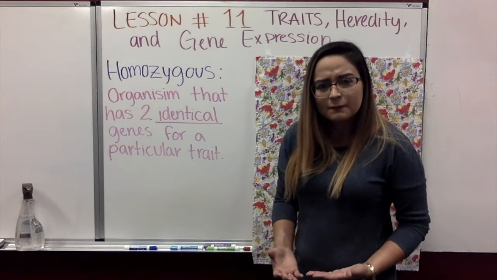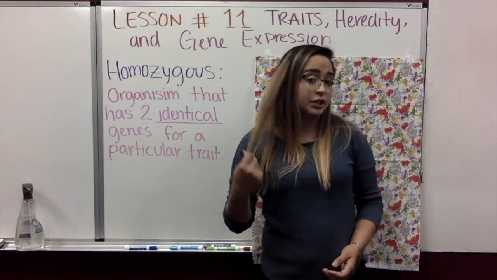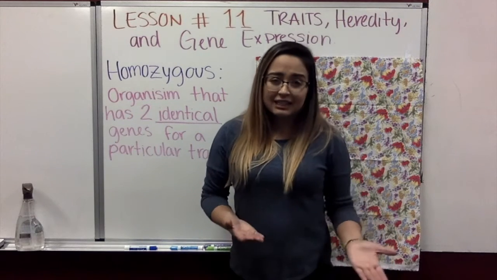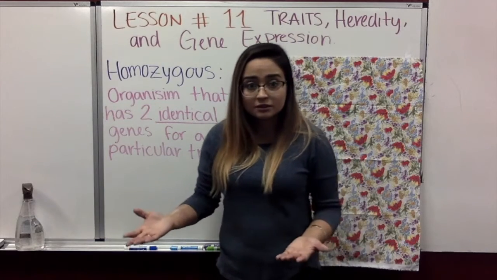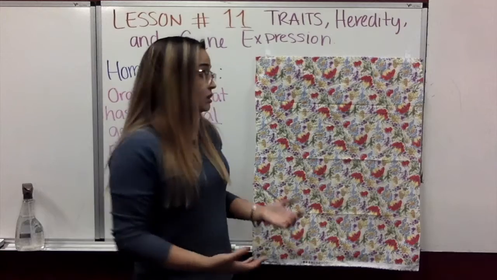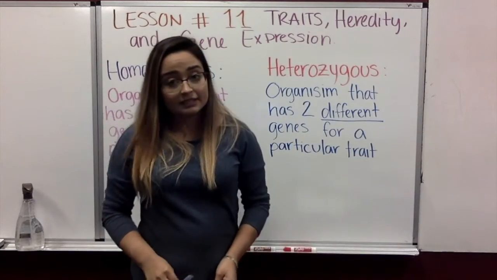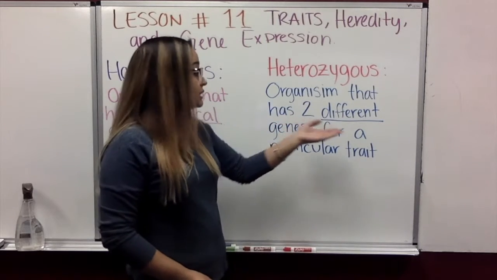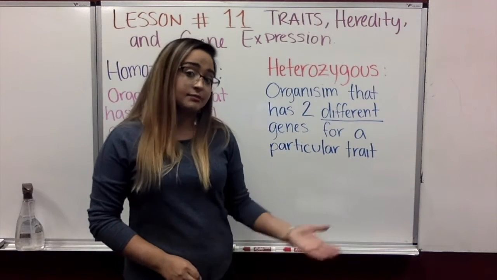Now let's say that we are in a situation where your mom has straight hair, but your dad has curly hair. In that case, the genes will not be identical. What is that called? That is called heterozygous, which means that it has two different genes for a particular trait. In this case, it's our hair.